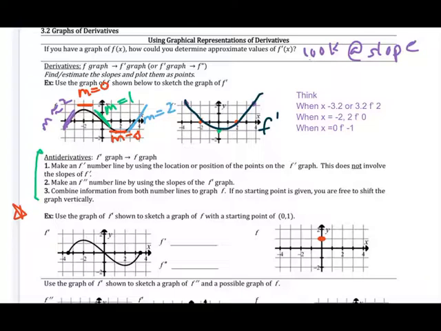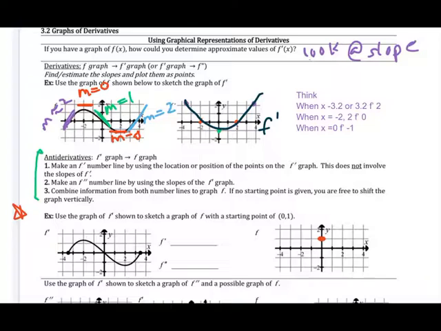Antiderivatives are sort of the reverse of a derivative, the opposite of that, when we're going from the derivative graph to the graph of the original function. Something that might be helpful is to start by making an f prime number line using the location or position of points on the graph that we have. Now, this is not talking about the slope. The slope of a derivative graph is only going to tell us about the concavity. We'll use that actually in step 2. In step 1, we're looking at physically where the graph is above and below the axis.